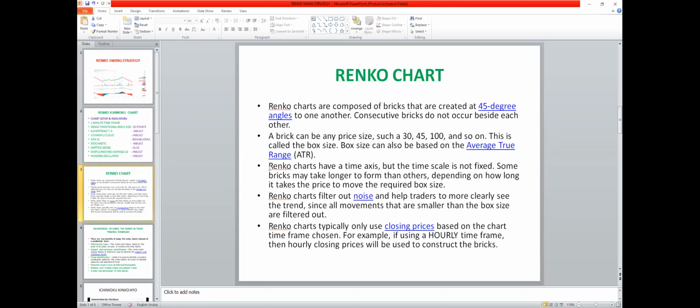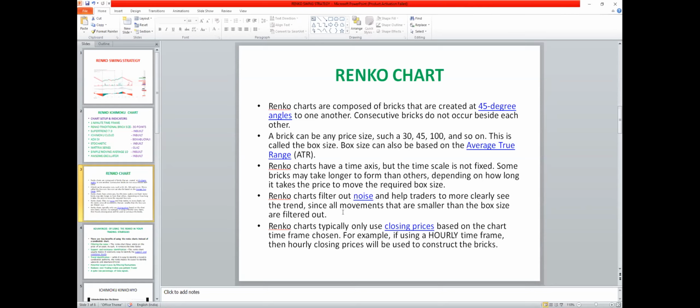And in this chart particularly we have used 30 so that there won't be much projection also. In earlier charts it was 12 and 14 like that, that's why it was showing projections and all. Now we are using a bigger brick size, so it is easier to understand that concept. RENKO charts filter out noise and help traders see the trend more clearly. That is the main advantage of this.